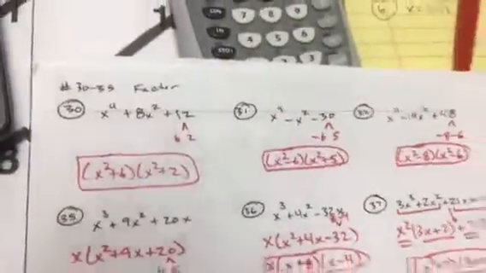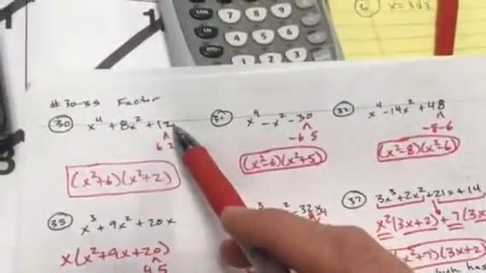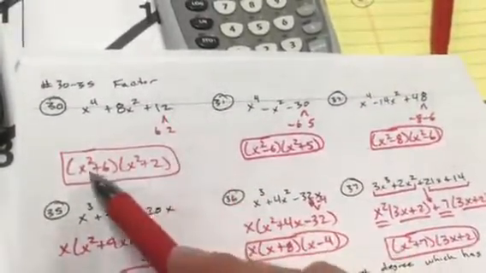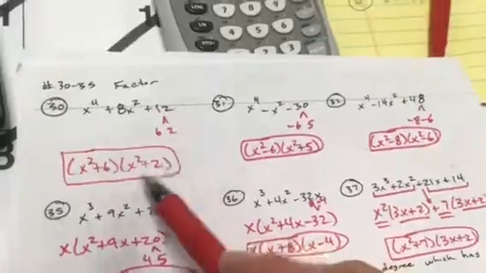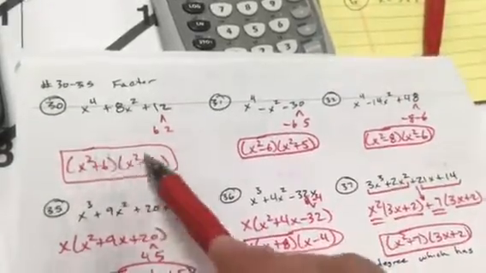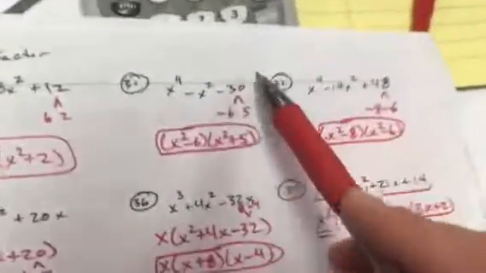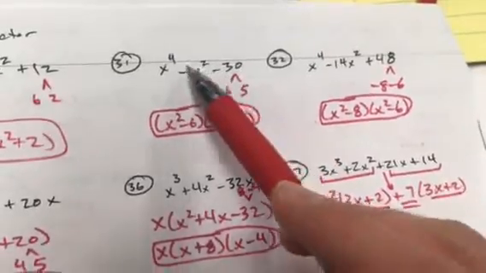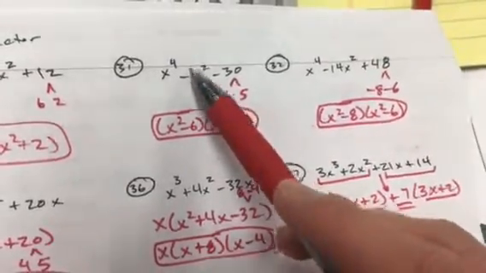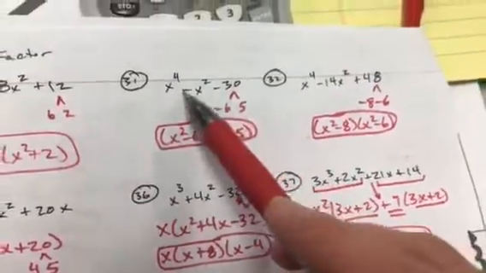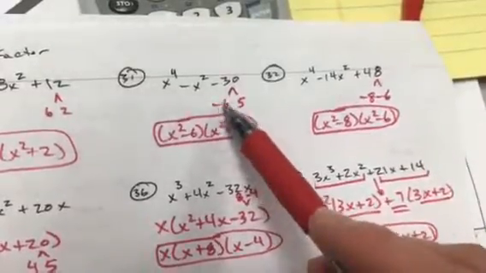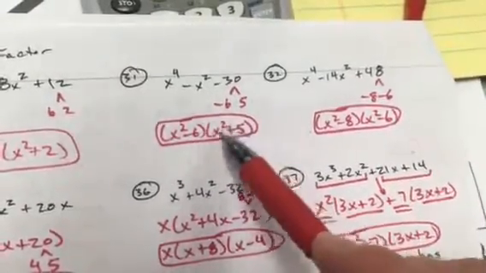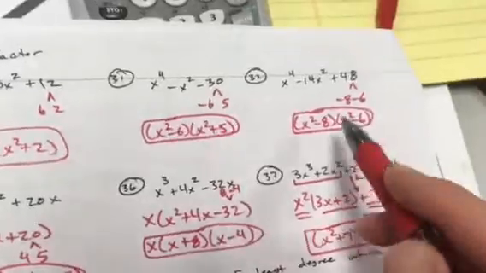All right, moving on here. 30, folks, I can do by easy factoring. What multiplies to 12 and adds to 8? 6 and 2. It's not going to be x plus 6, x plus 2. How do you get x to the fourth? You need x squared and x squared. All right? What multiplies to 30, because it's negative, differs by 1? 6 and 5. The middle term is negative, so the bigger factor's got to be negative. X squared minus 6, x squared plus 5.